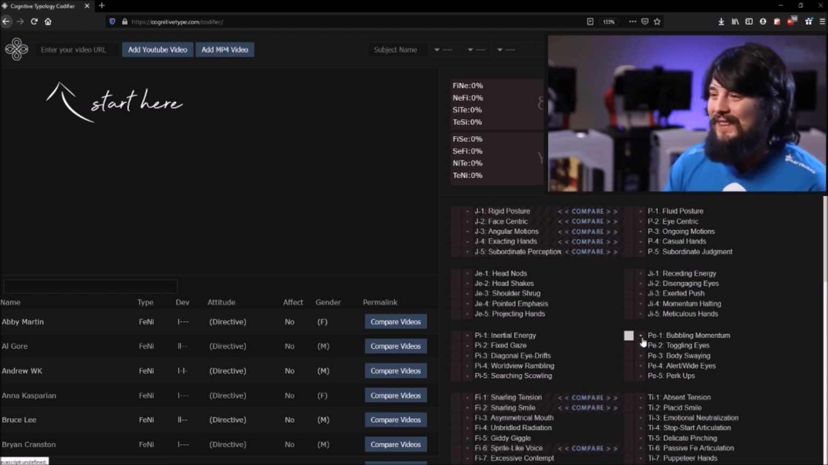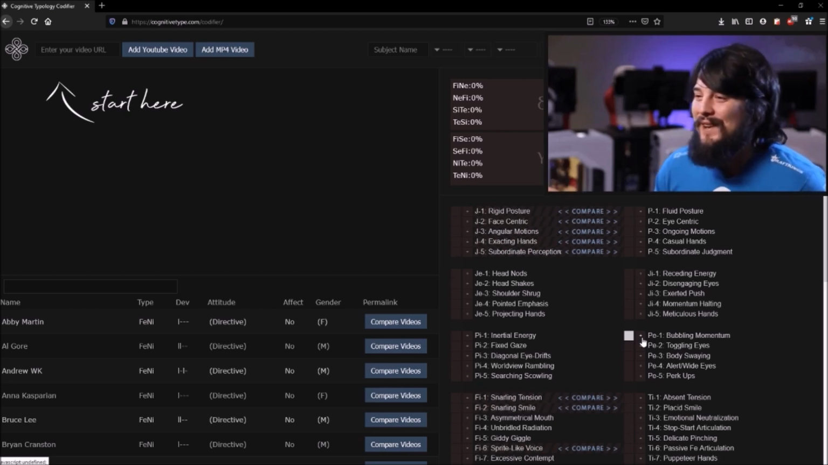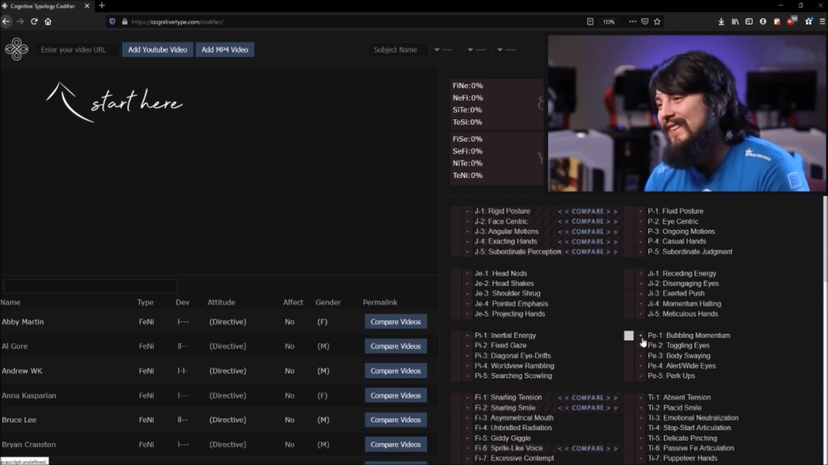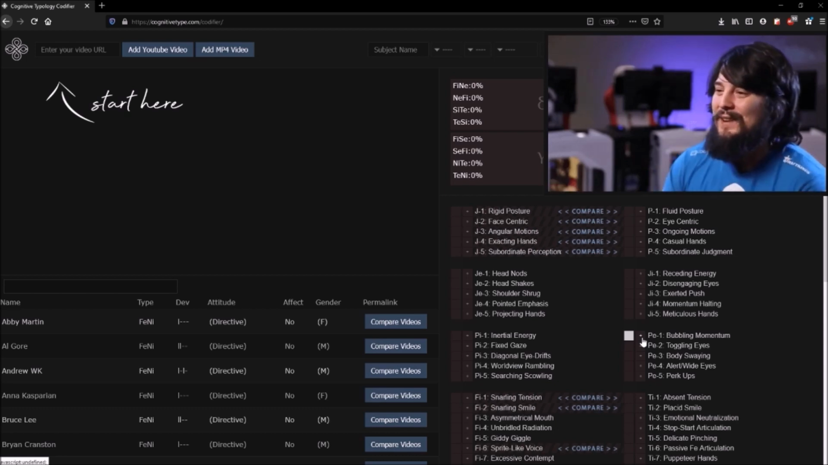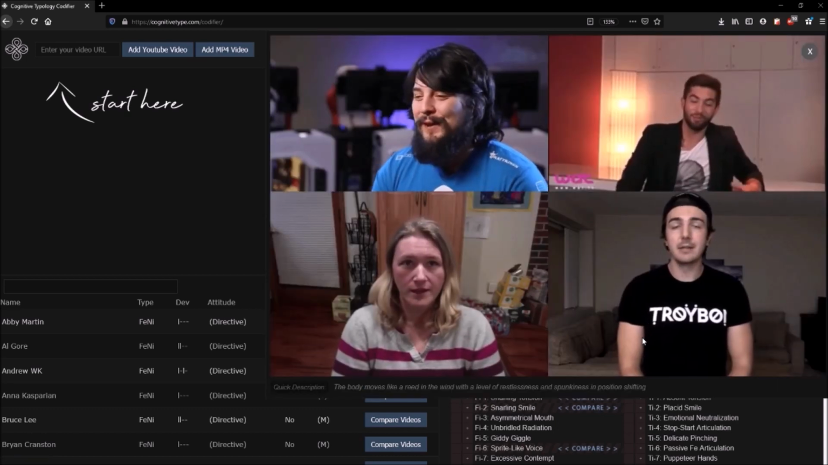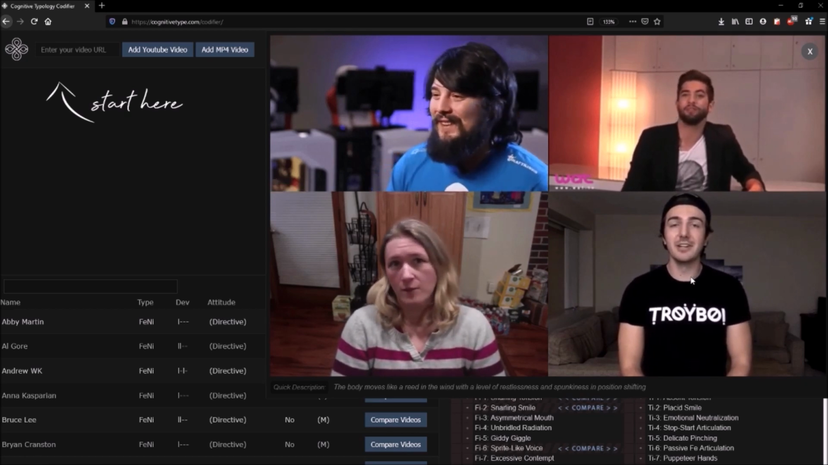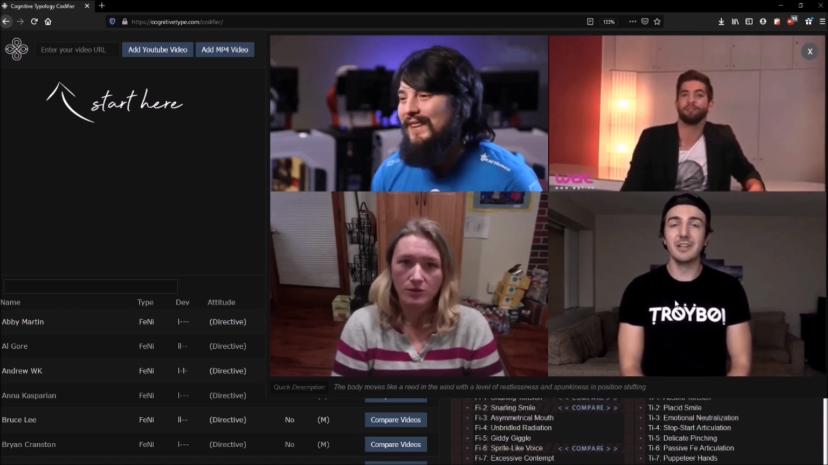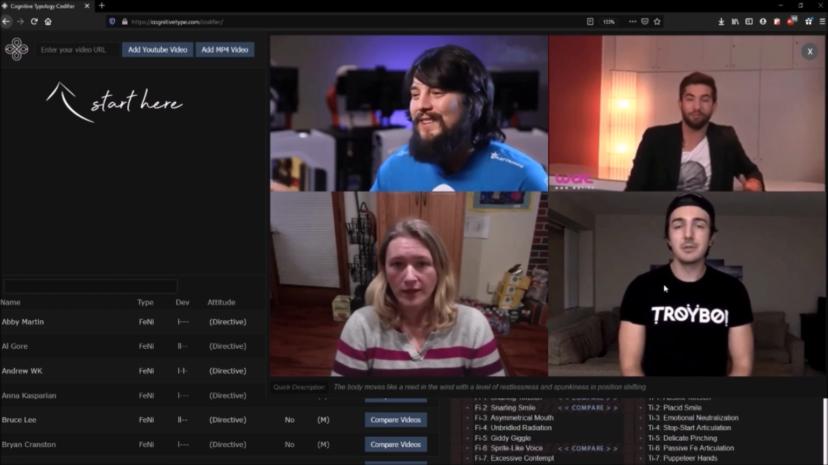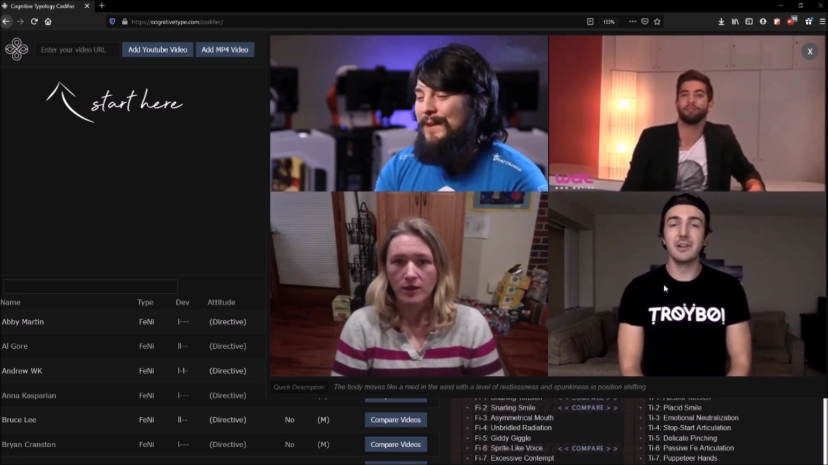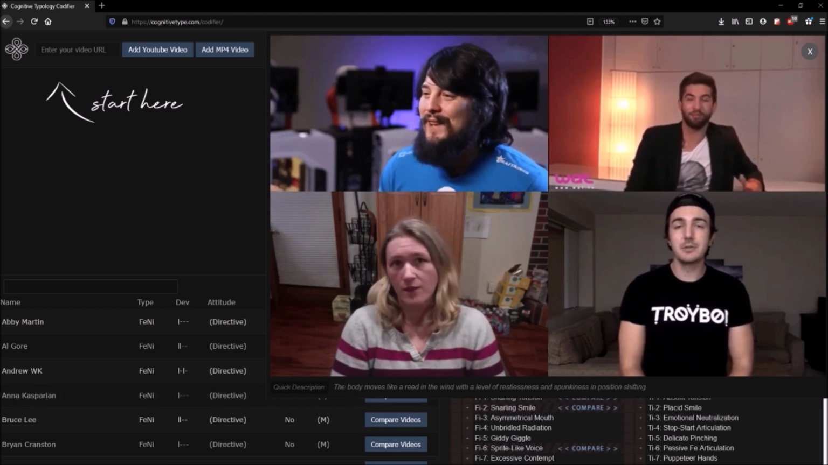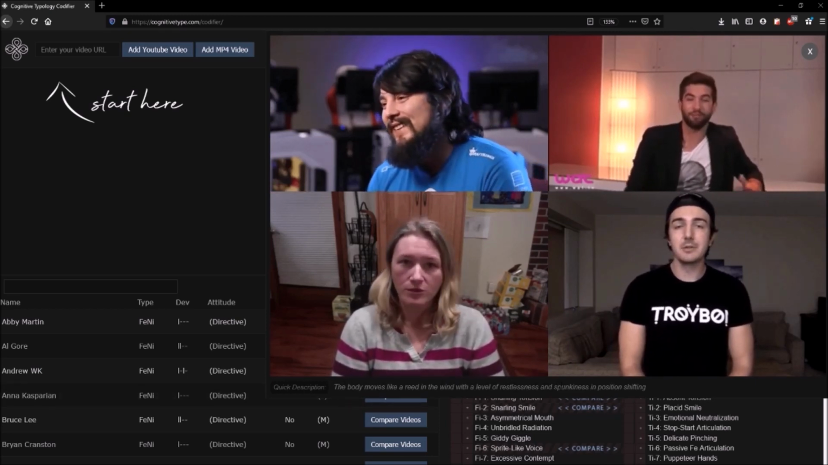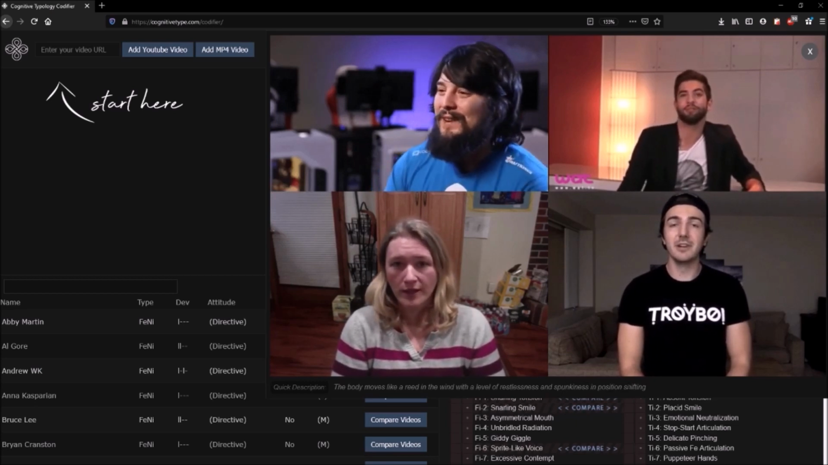body at all times. We see it here in Mango in, I would say, the most animated sort, almost pushing towards a body sway. But if we go in here, this GIF here is indicative of a more average level of bubbling momentum. So I've also described this as a reed in the wind, and this is what it says here. The body moves like a reed in the wind with a level of restlessness and spunkiness in position shifting.